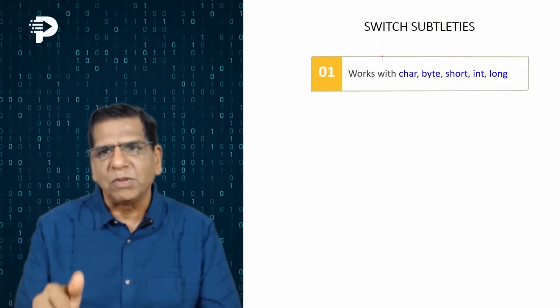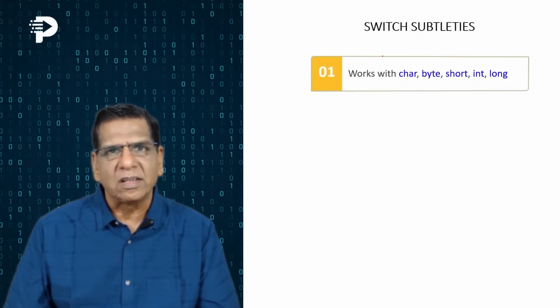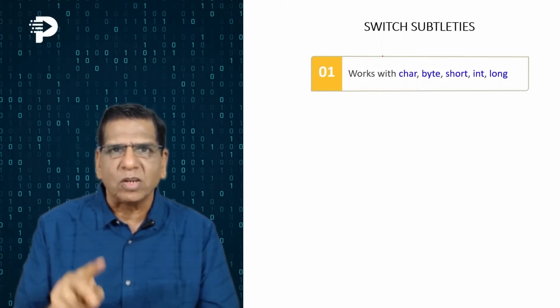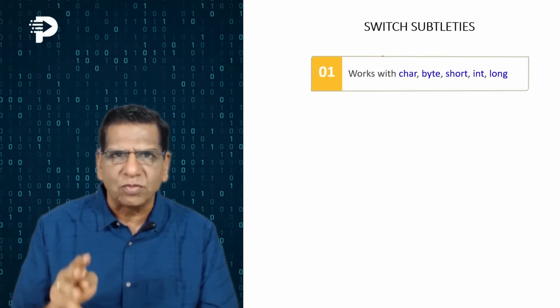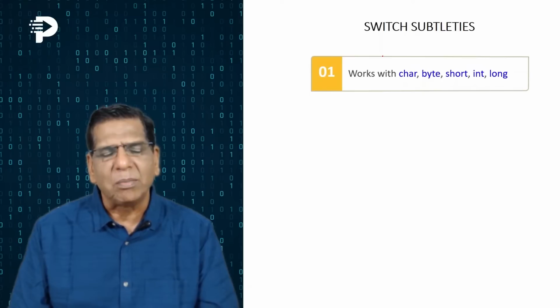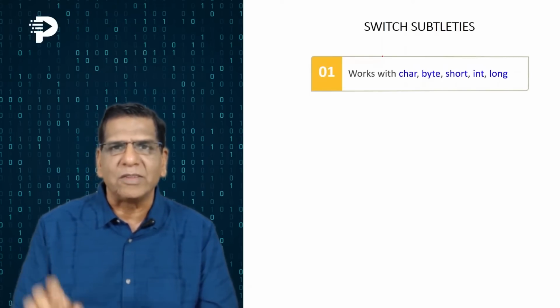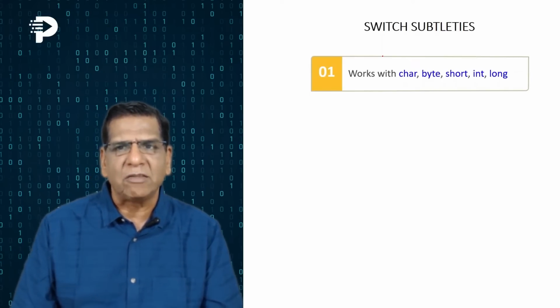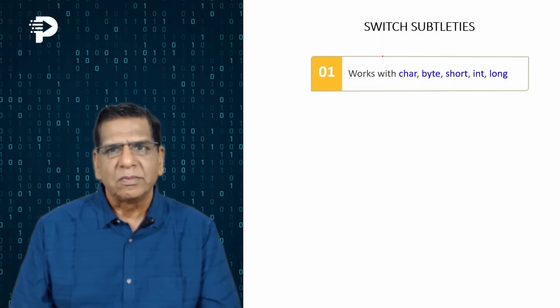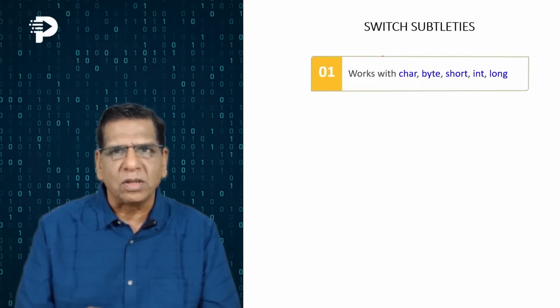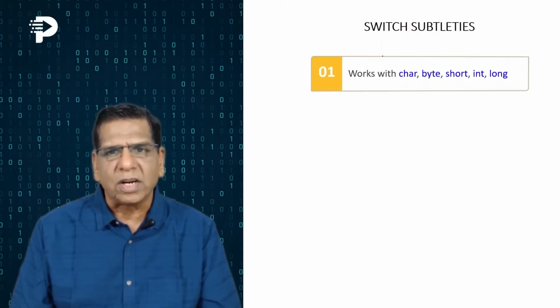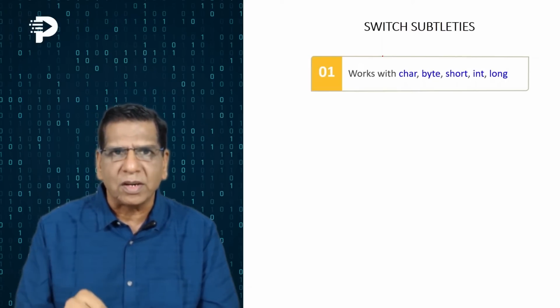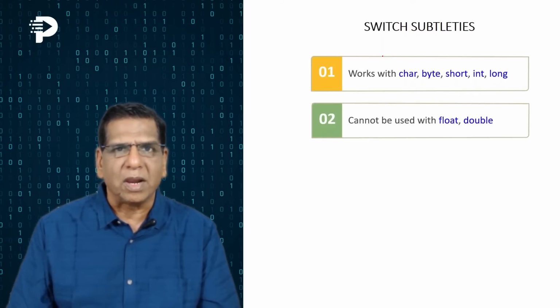What are the differences between byte, short, int and long? Byte is 1 byte long, short is 2 bytes long, int is 4 bytes long and long is 8 bytes long. But basically all of them can hold what? Only integer values. Means for integers and char alone the switch would work. Do not try to make use of switch for float or a double.